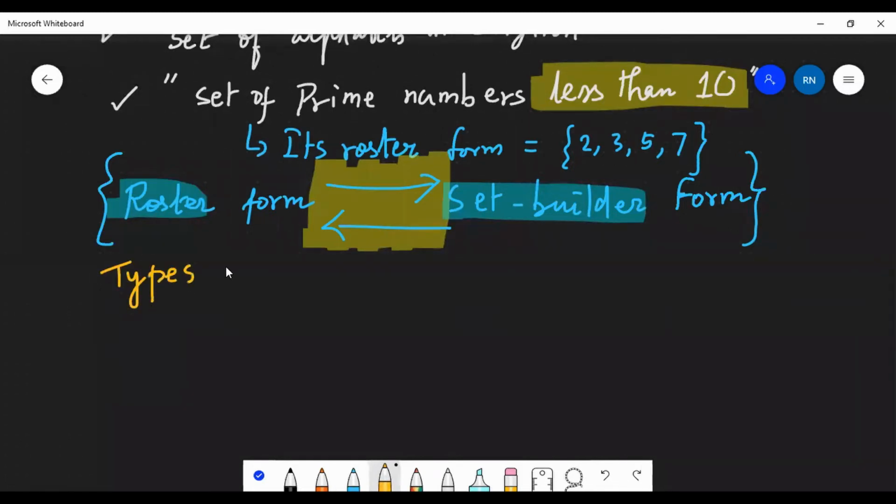A few types of sets. What we can assume as a few types. Sir? Yeah, tell me. Can you explain the previous point, sir?